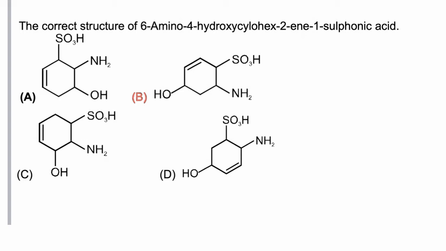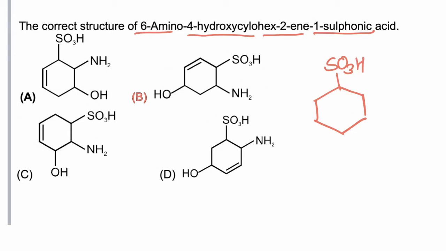In this question, we have to find the correct structure of 6-amino 4-hydroxy cyclohex 2-ene 1-sulfonic acid. So first, cyclohex means 6. We have to draw a 6-membered ring, 1-sulfonic acid. So at the first position an SO3H group should be attached. 2-ene means at the second position a double bond must be present. So this is the first carbon, second, third, fourth, fifth and 6th carbon. At the 6th carbon an amino group is attached, so at the 6th position the amino group is attached.